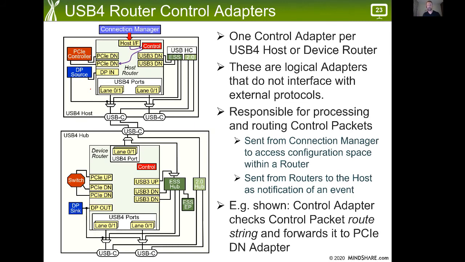The control adapter, I said already, is how connection managers are going to access config space inside routers. So the connection manager is going to be talking to control adapters, and there's a whole scheme about how we route traffic through. Inside these control packets, which again are the only native kind of USB4 TLPs, transport layer packets, they have a route string indicating which level I am targeting and then which adapter at that level. But they're always going to go to the control adapter, and then we indicate whose config space software wants to read or write.